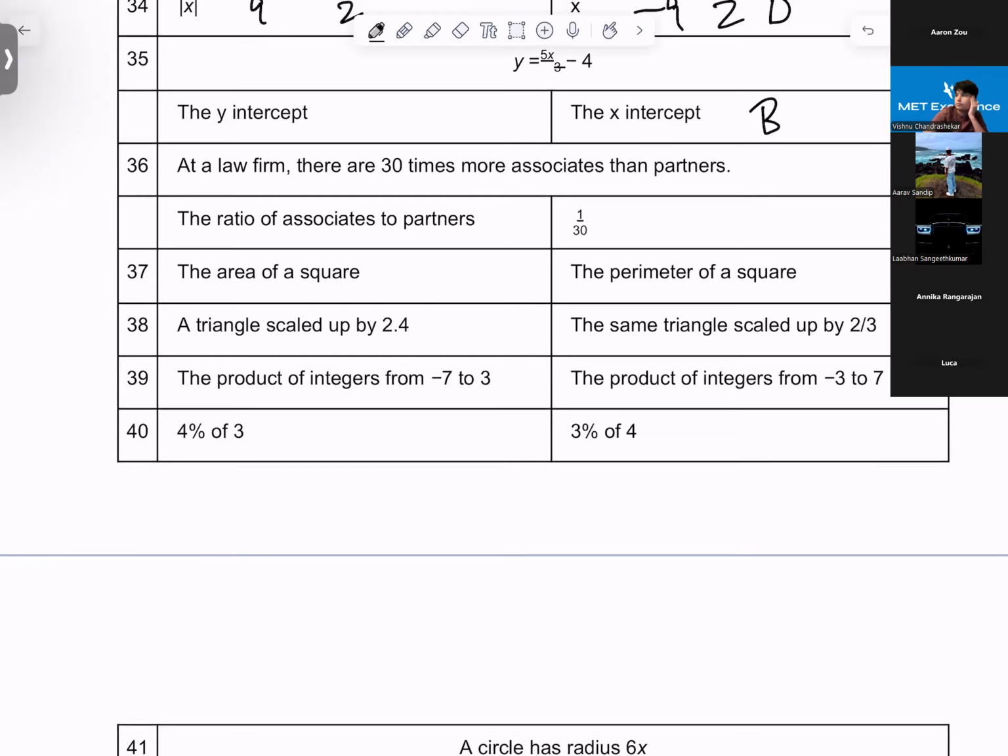All right, this one is kind of a trick question. Here it says there are 30 times more associates. So that means this is 30 over 1. That's clearly bigger than 1 over 30.